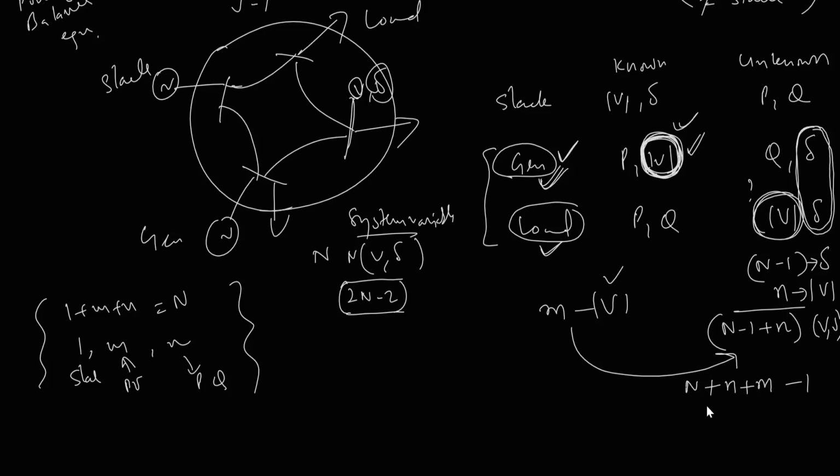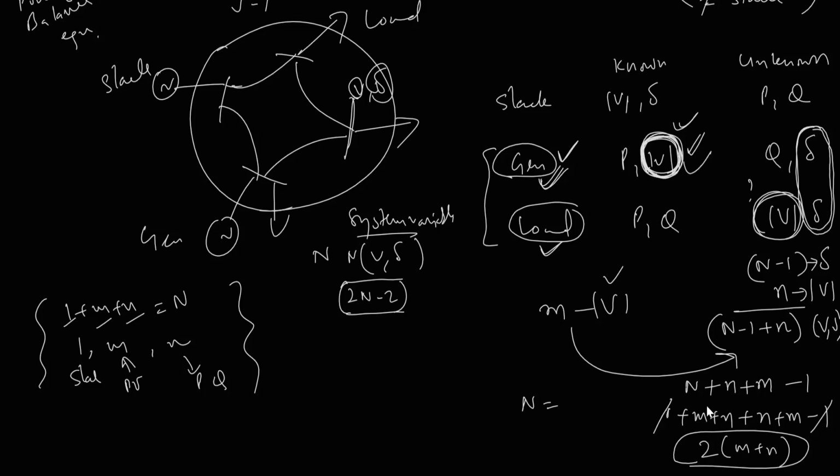What is n? N is equal to 1 plus m plus n. If I write down here 1 plus m plus n plus m minus 1, so this minus 1 goes, so 2 times (m plus n) variables. Okay. So 2 times n is the total system variables, out of which already 2 are defined, this voltage and this angle.